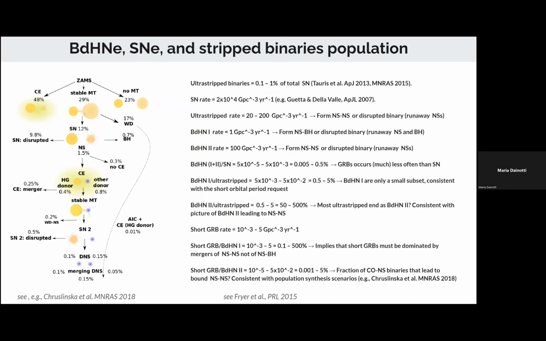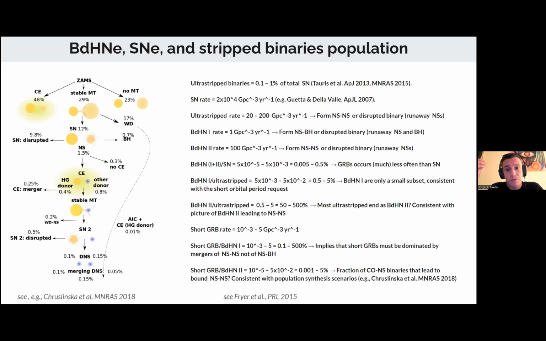Okay, so we want to treat here the problem of binary evolution. I mean, which is the population where these CO carbon-oxygen neutron star binaries come from. So let's compare with the population of ultra-stripped binaries. These ultra-stripped binaries, progenitors of type Ic supernovae, are thought to be between 0.1 and 1% of the total supernova events. The supernova rate, you remember this number from the Massimo Della Valle talk yesterday, is about 2 × 10^4 per gigaparsec cubed per year. It means that the ultra-stripped rate would be between 20 and 200 per gigaparsec cubed per year. These ultra-stripped binaries are thought to form neutron star binaries or disrupted binaries. This is the traditional view of ultra-stripped binaries.